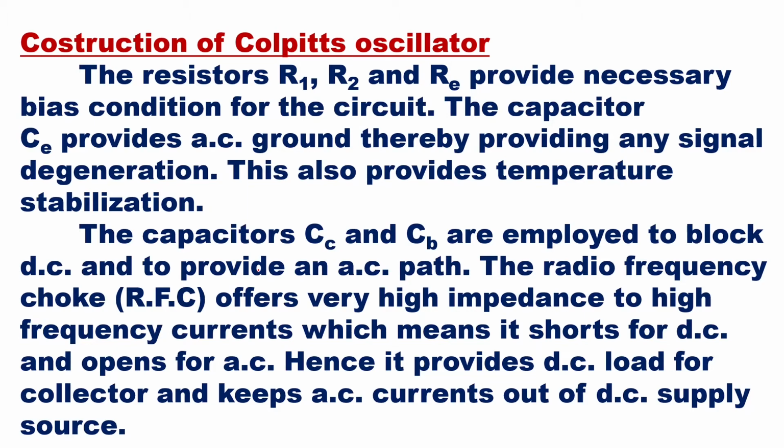This also provides temperature stabilization. Then capacitors CC and CB are used to block DC and to provide AC. The radio frequency choke, that is RFC, which is put in the collector region of the transistor, offers very high impedance to high frequency currents, which means it shorts for DC, that is, it will pass DC, and opens for AC, that means it will block AC. Hence, it provides DC load for the collector and keeps AC currents out of the DC supply source.